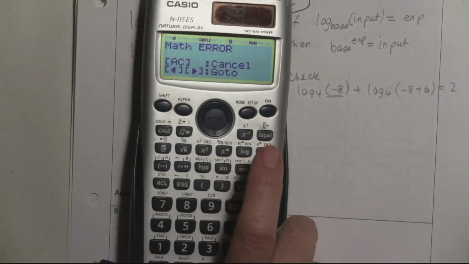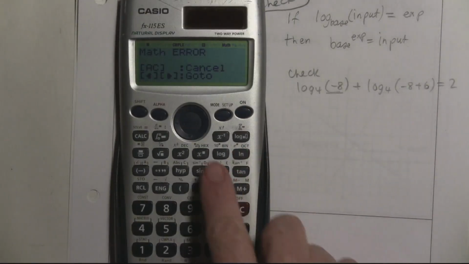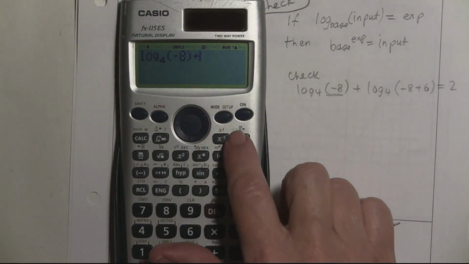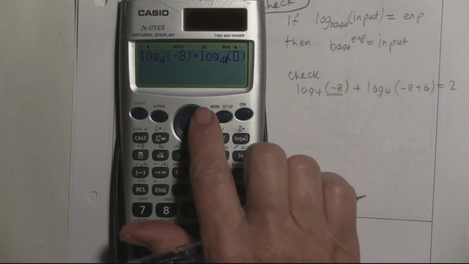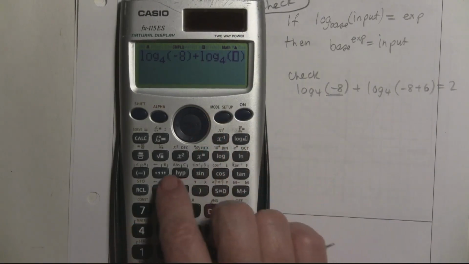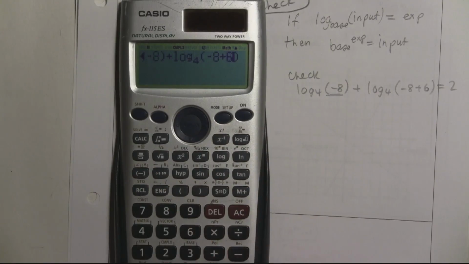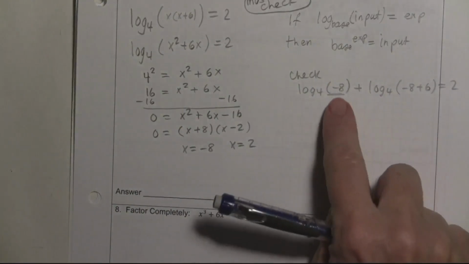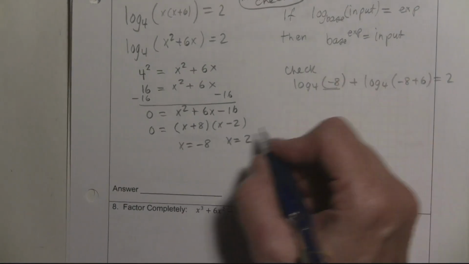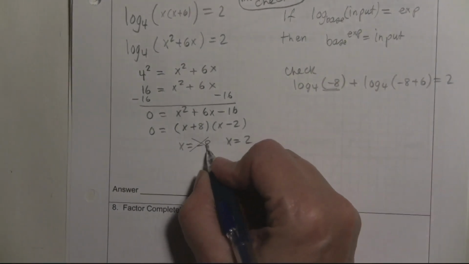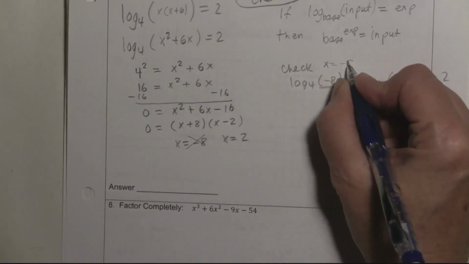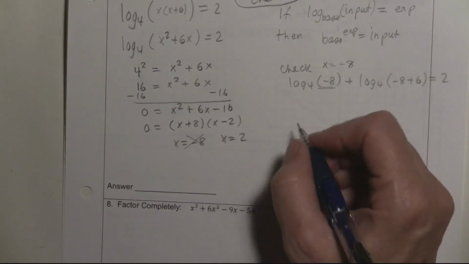Just that part right there alone is math error. Even if you went here and added on the rest of it, the calculator would say, you haven't changed anything, friend. It's still math error. And it's because of that part right there. And so that means that this is not a solution. So when I was checking x equals negative 8. Now that doesn't mean anything about x is 2.